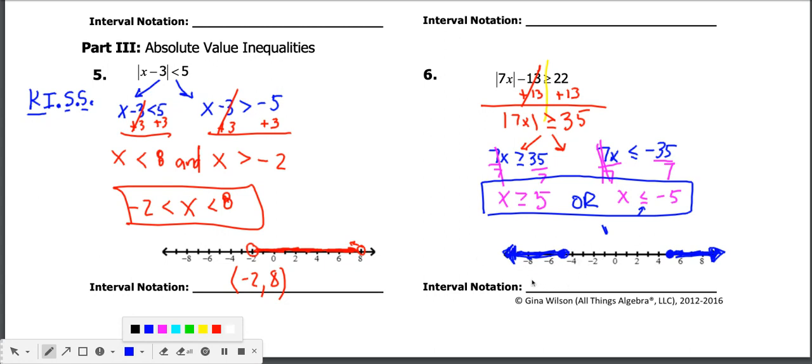Okay, so we're going to write negative infinity to negative 5, including negative 5, so I use a bracket. Okay, and then I write or in between these, and I'm going to write bracket 5, because it's going to be from positive 5 all the way to positive infinity, like that. And so that's what my interval notation on that one would look like.